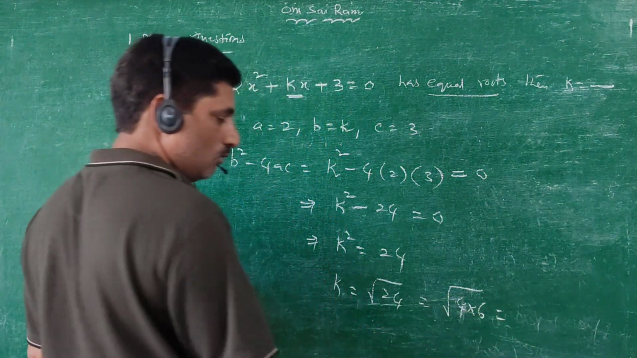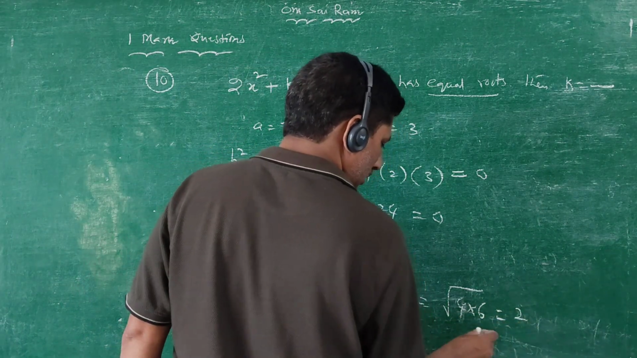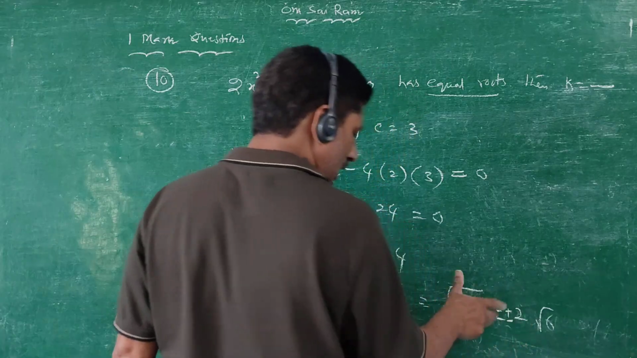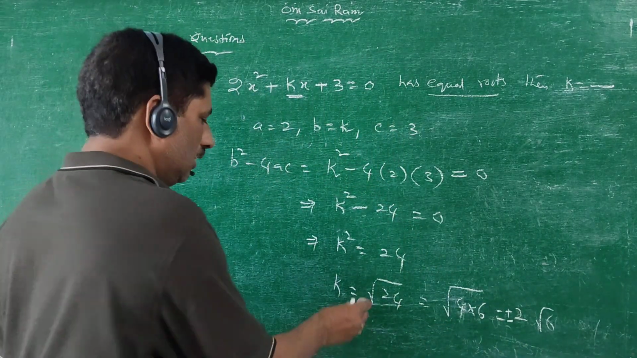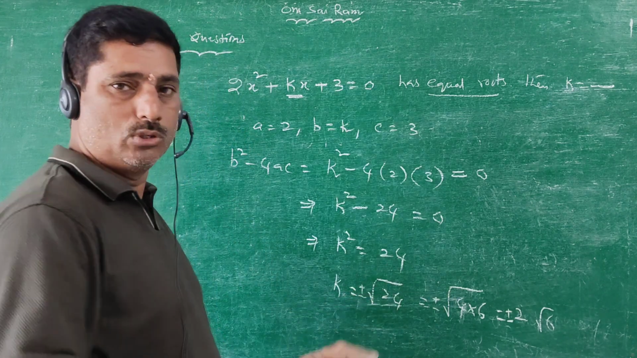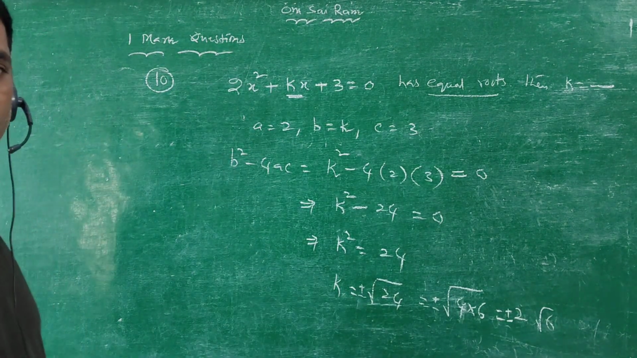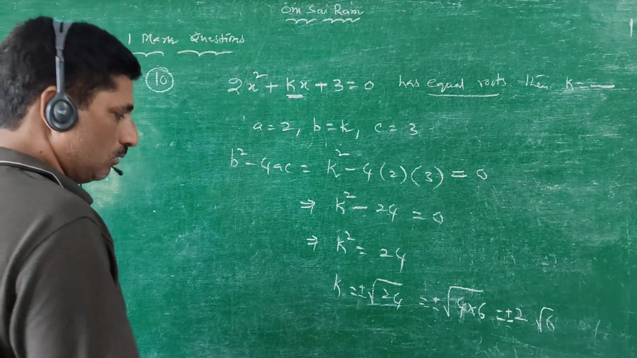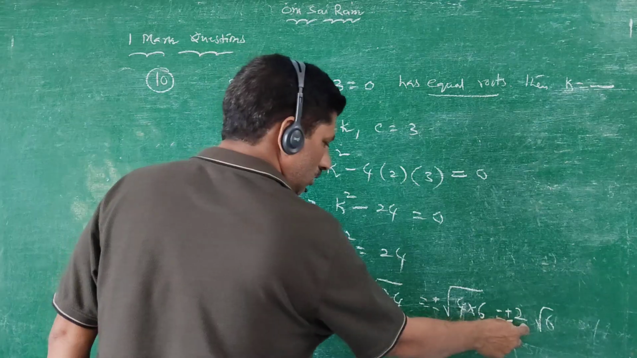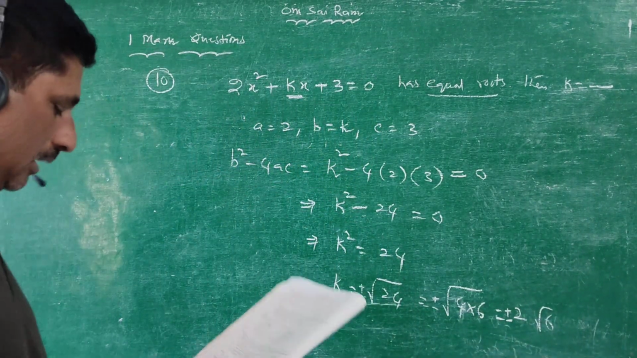I can write 24 as the product of 4 into 6. The square root of 4 is 2, and root 6 stays. We should write plus or minus, because every real number has two square roots, both positive and negative. So the square root of 4 is 2, plus or minus as it is, and root 6 as it is. That is the k value.